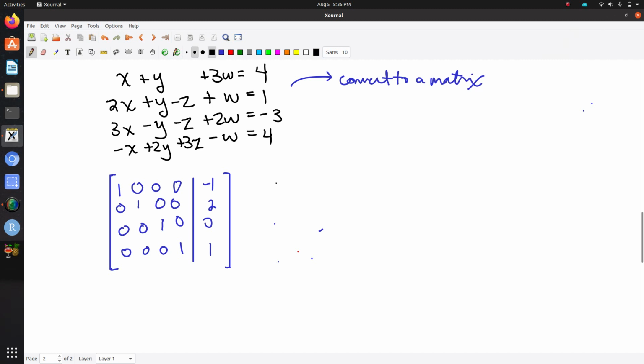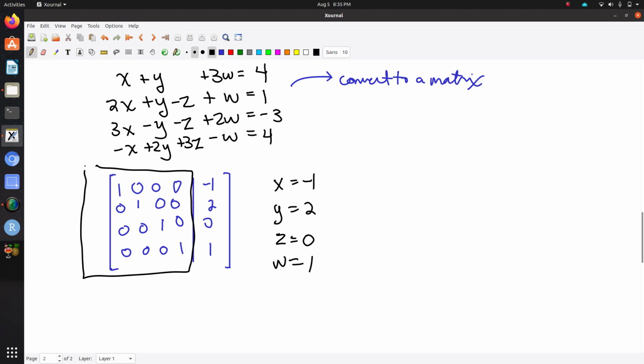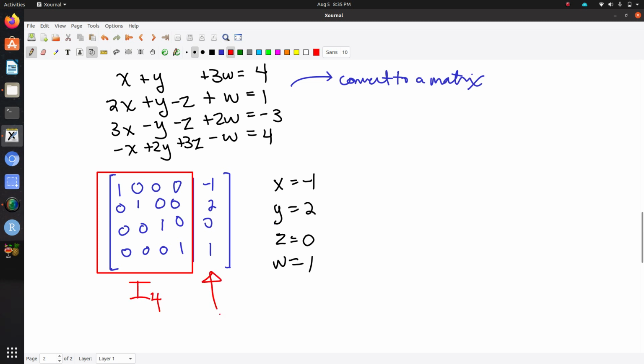So relative to our original question, we have x equals -1, y equals 2, z equals 0, and w equals 1. And we have this lovely thing over here that's called an identity matrix. This is I sub 4. This is our identity matrix, and this is our answer. Yay!